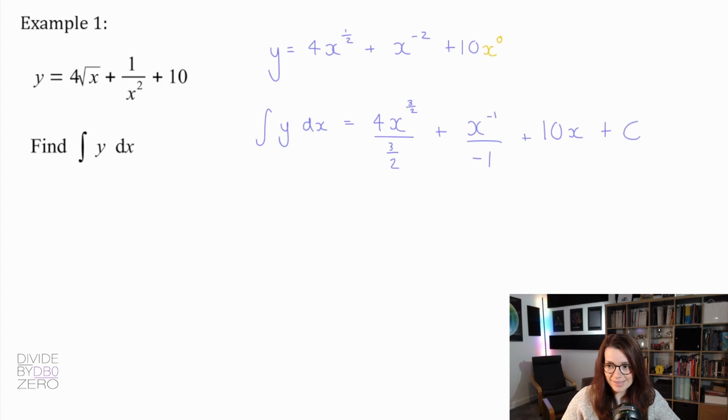We can then tidy this up using our calculator, for example, to do 4 divided by 3 over 2. And you'll get 8 over 3, x to the power of 3 over 2, minus x to the power of minus 1, plus 10x plus c. And that's it.